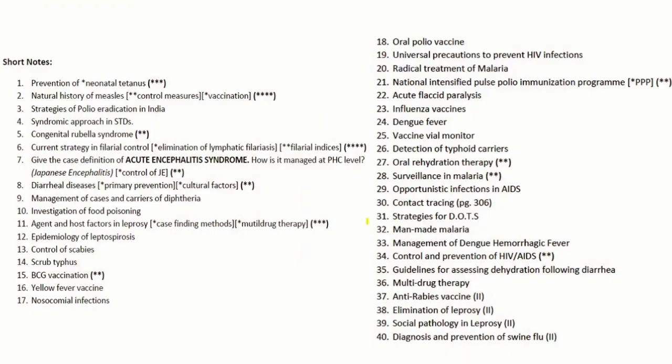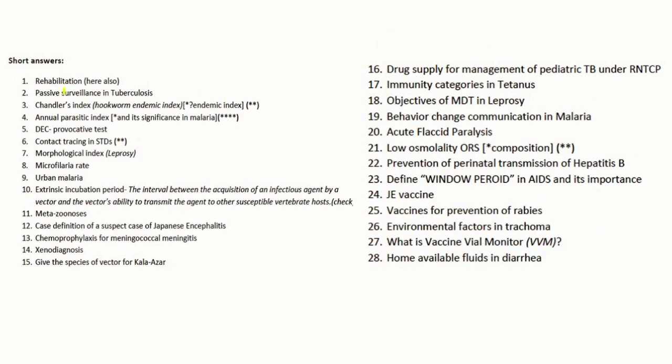So here are some of the questions which have been asked as short notes. Prevention of neonatal tetanus, natural history of measles, strategies of polio eradication in India, syndromic approach in STDs, congenital rubella syndrome, acute encephalitis syndrome, diarrheal diseases, diphtheria, food poisoning, leprosy, leptospirosis, control of scabies, scrub typhus, BCG vaccination, yellow fever vaccine, nosocomial infections, oral polio vaccine, universal precautions to prevent HIV, vaccines, radical treatment of malaria, national pulse polio immunization program, acute flaccid paralysis, influenza vaccines, dengue fever, vaccine vial monitor, typhoid carriers, oral rehydration therapy, and so on. So these are all some of the short answers which was asked as a 2-marker.